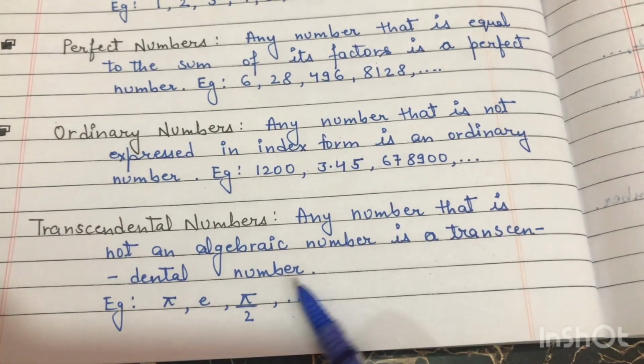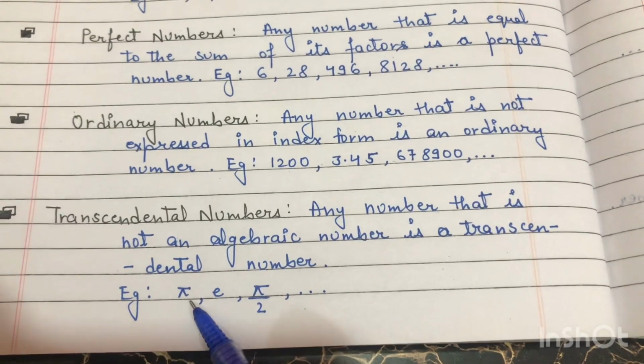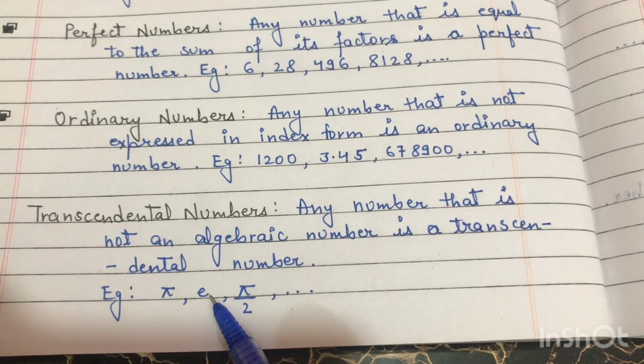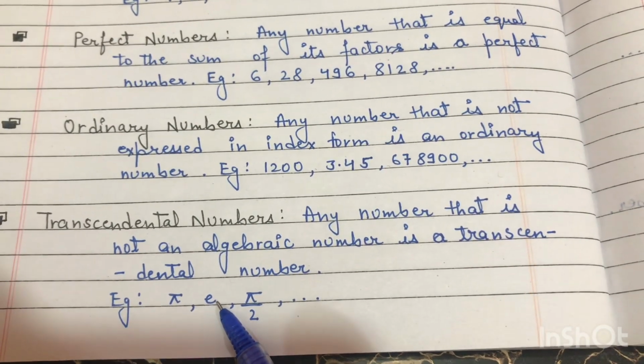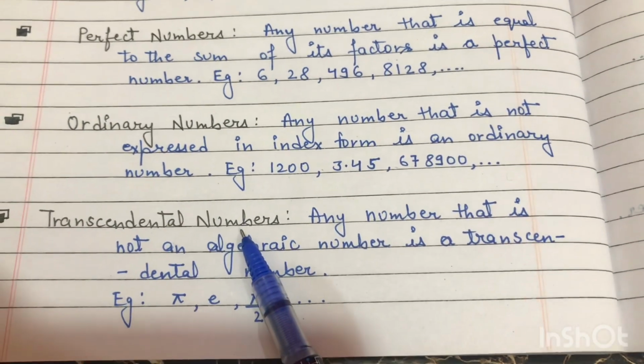If you study further mathematics, you will deal with these kinds of figures. Like this is pi, this is e. E stands for exponential function. Further examples could be trigonometric functions. These all come under transcendental numbers.